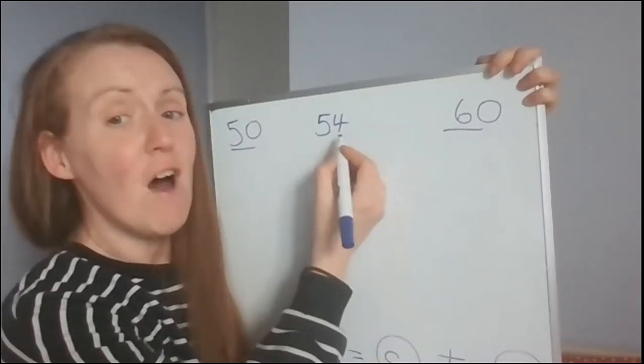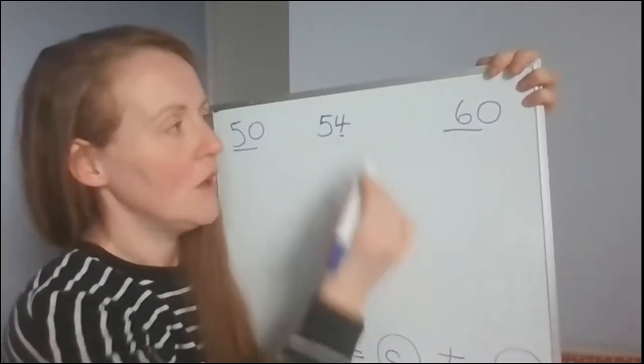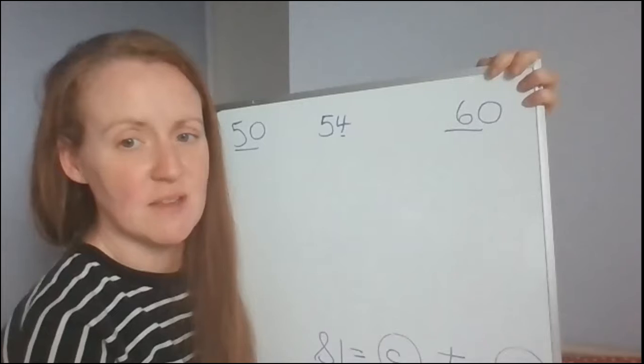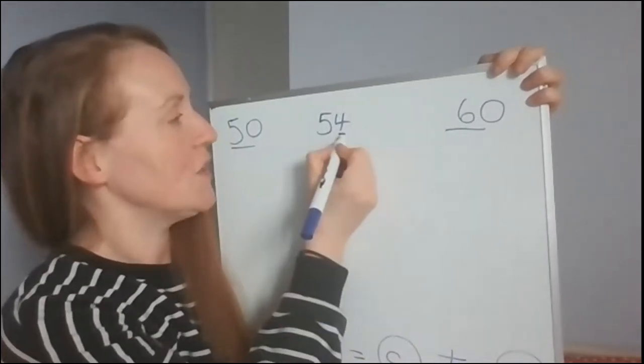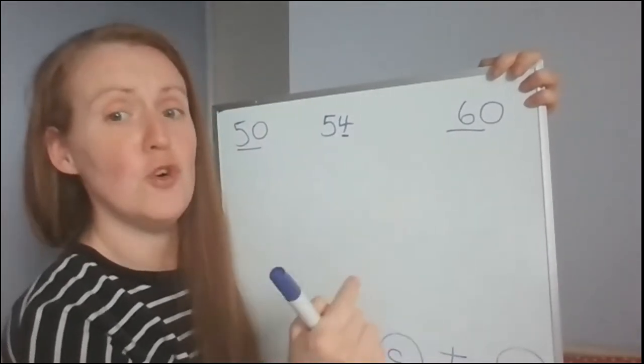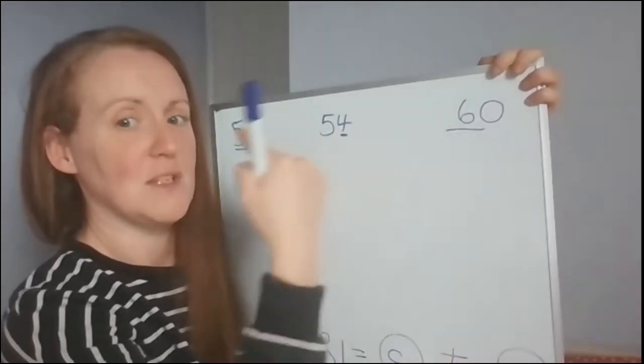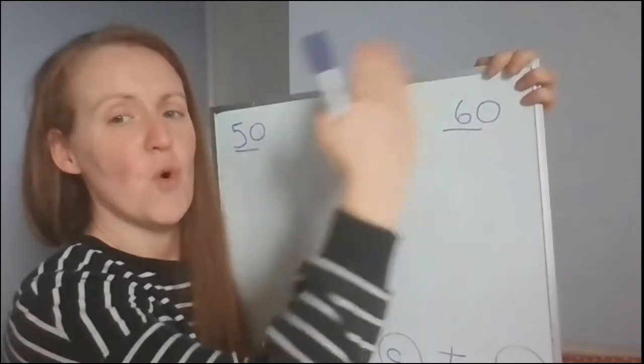If it is 5 or more, I would round it up to the next 10. So the digit is 4. So the rule is 4 or less, we round it down. 5 or more, we round it up.